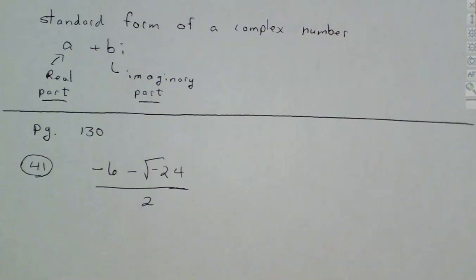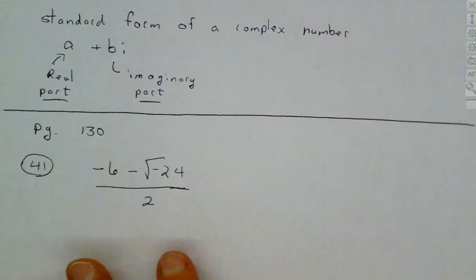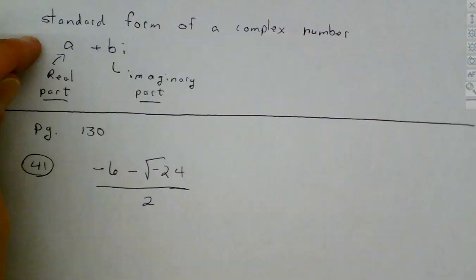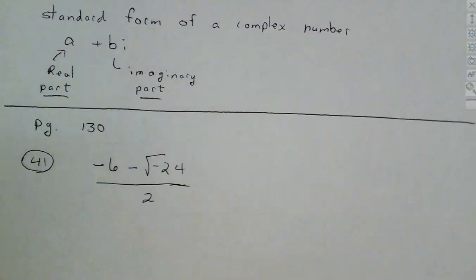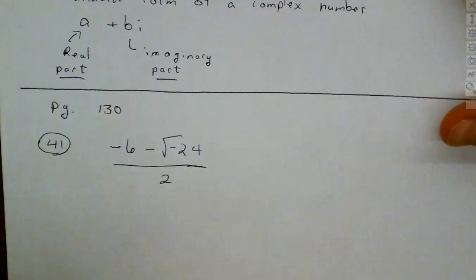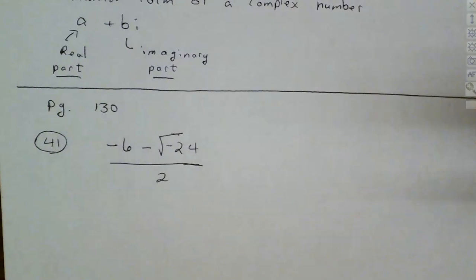So let's talk about how we would work this one out. Now, what we want is to write this in standard form. So we want it to look like this: a real part separated by an imaginary part. So what we do is we break up our square root first, if possible. So if we can break up the square root, we do that.